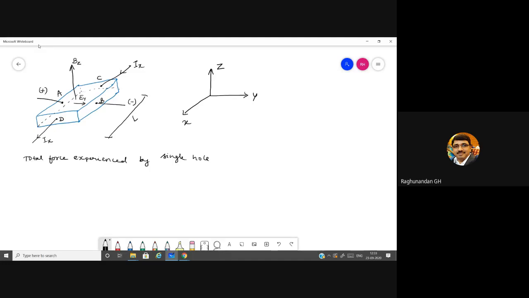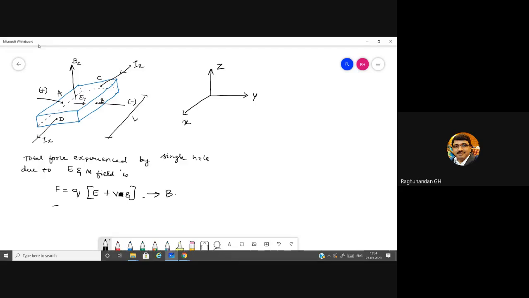Okay, single hole is known as single hole due to electric and magnetic field is given by F is equal to Q into E plus V into B. This is the first equation. So if you get confusion, you can just write it as V into B.